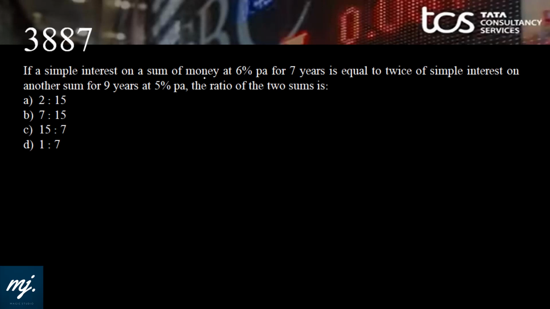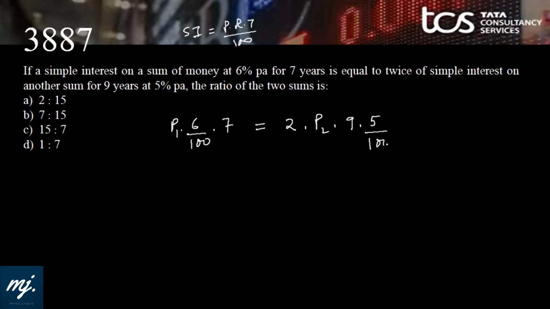If a simple interest on a sum of money, simple interest formula is PRT by 100, on a sum of money P at 6% for 7 years is equal to twice of simple interest on another sum. So let it be P1 and let it be P2 for 9 years at 5%. Find the ratio of the two sums. We are looking out for the value of P1 is to P2.